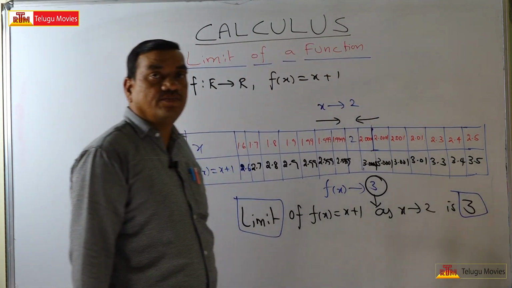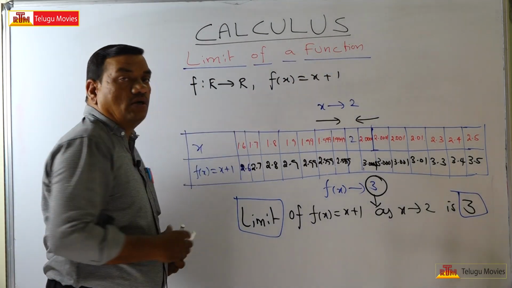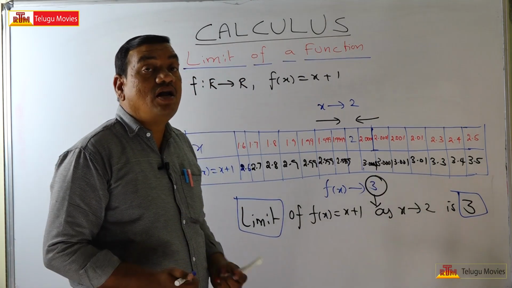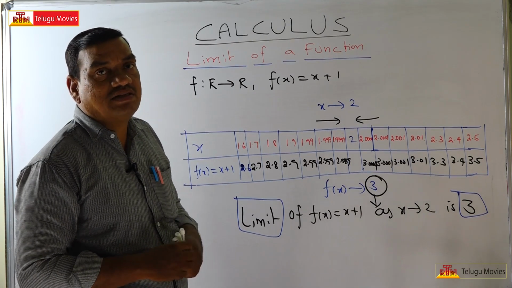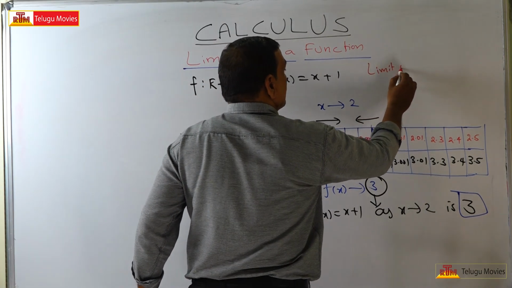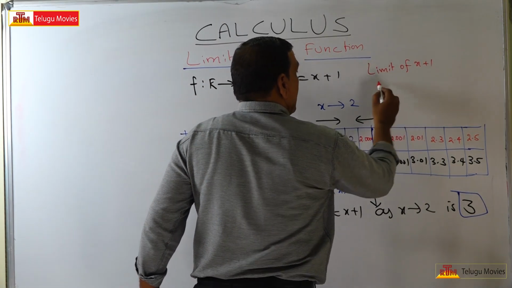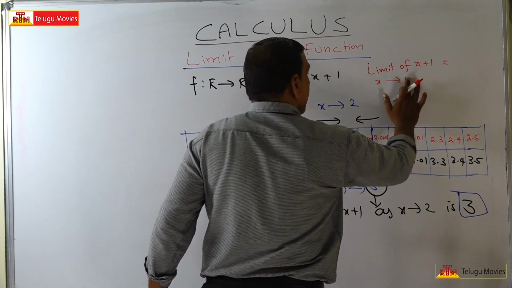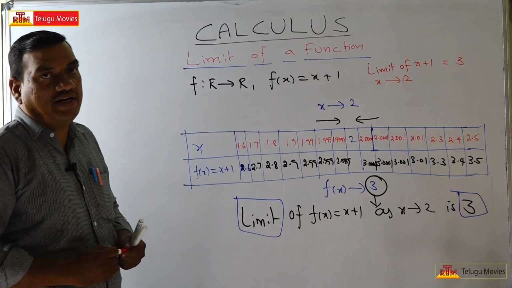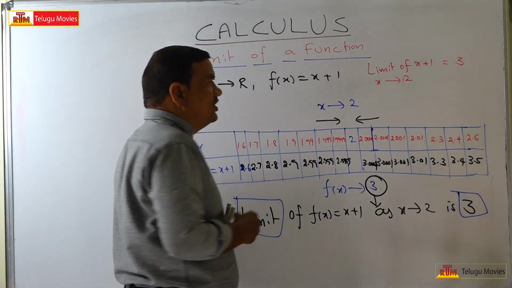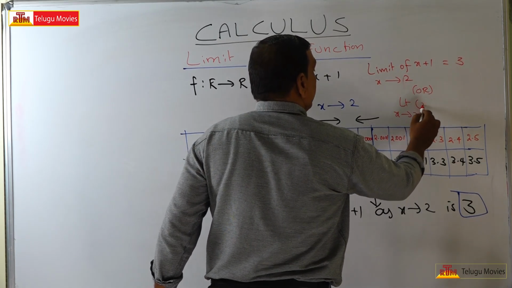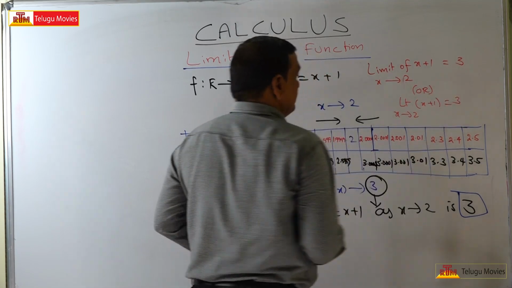Such a long sentence can be symbolically written as the limit of x plus 1 as x tends to 2 is equal to 3. Like that we can write it. Still in short, we can write it as limit x tends to 2 of x plus 1 is equal to 3.